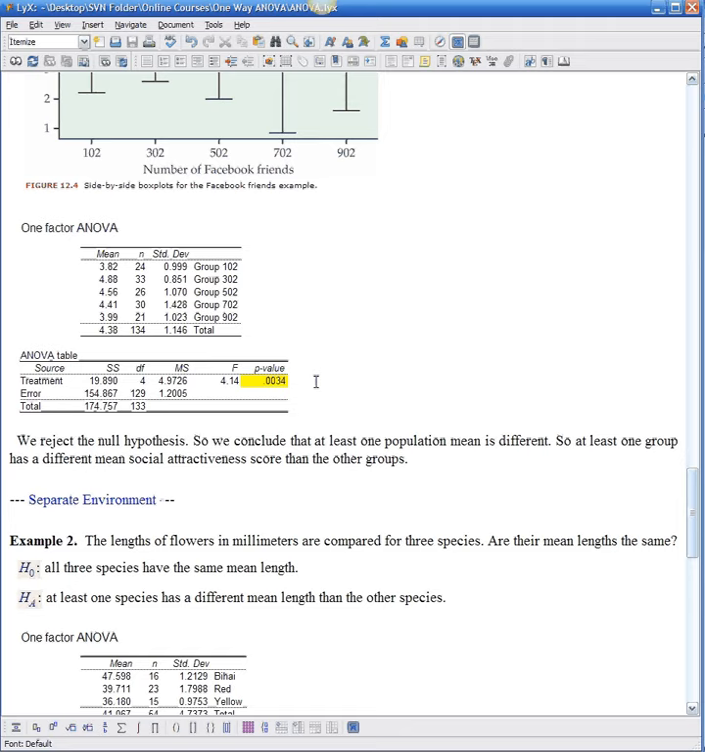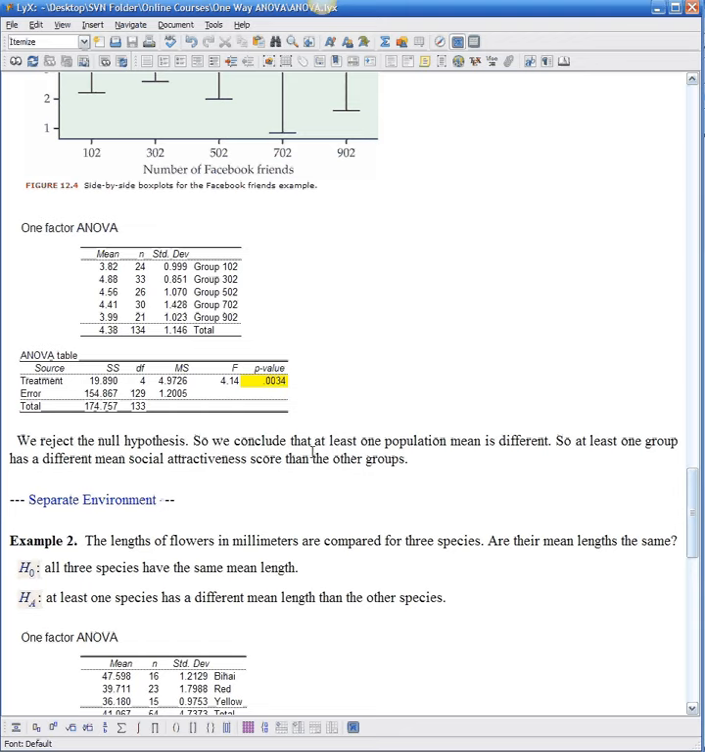Again, that doesn't tell us which one. You do what's called post hoc analysis, going back and doing some different tests once you know that at least one is different, but we don't learn about those in this class. So all we know is at least one group has a different mean social attractiveness score than the other groups.